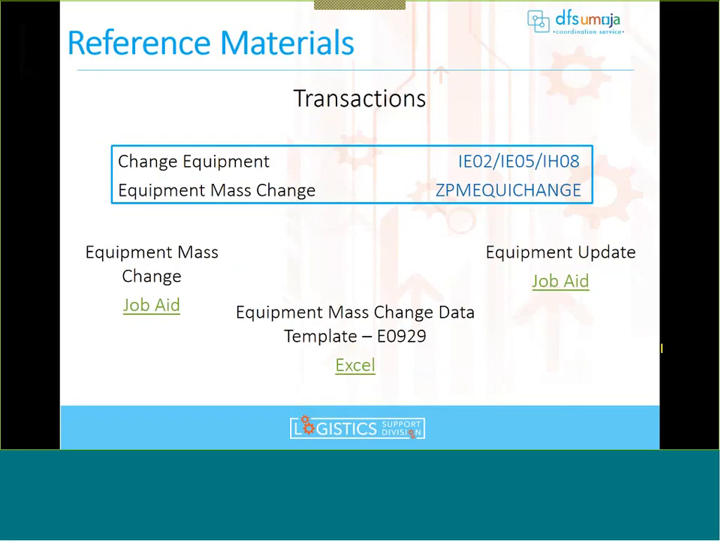And finally, our last slide here, where we have our T codes for the equipment mass change, and links to the job aids as well as the template. So that's the end of this presentation. And now we can go into looking at where to find the job aid, where to find the Excel, and then go into Umoja and start making some actual changes. So let me just exit the presentation.